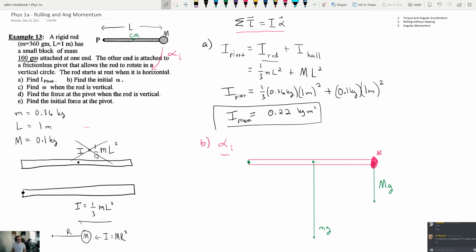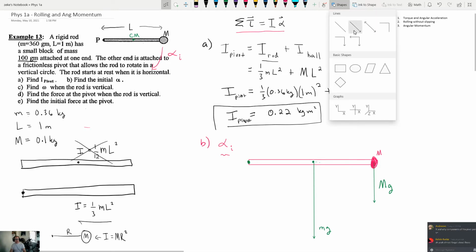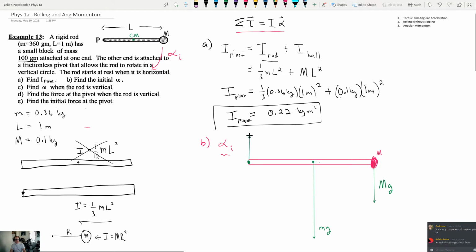X and Y components of the pivot point. Yeah, so there's going to be some forces over here by the pivot. And my guess is that just based on the way that the system is set up now, there's only going to be a Y component of the pivot right here. There's just going to be an upward force like this.